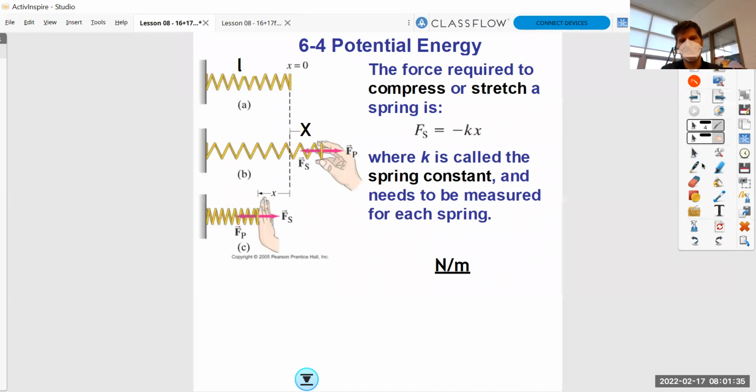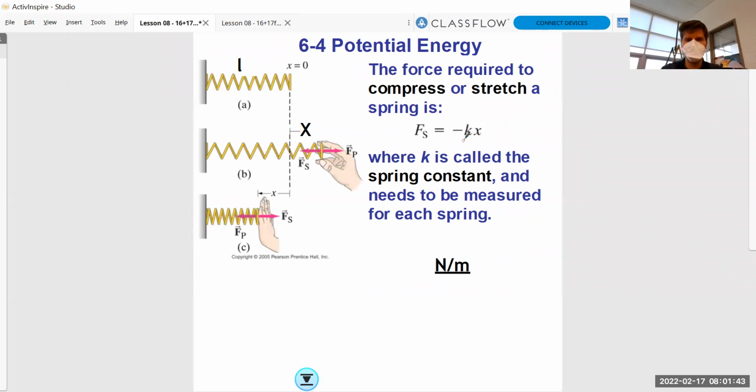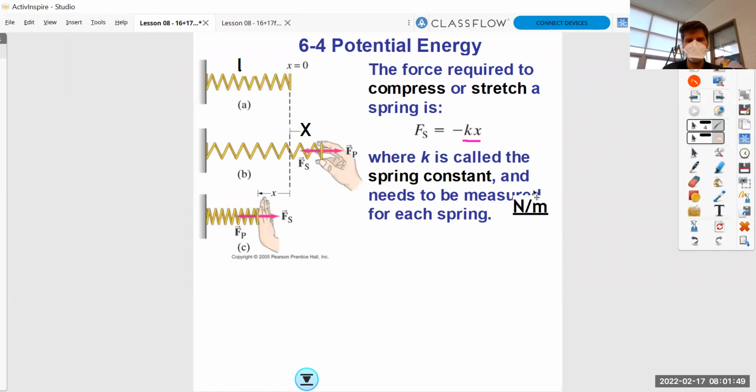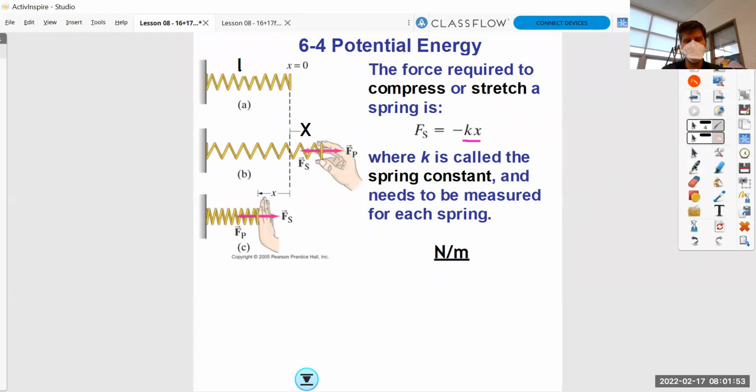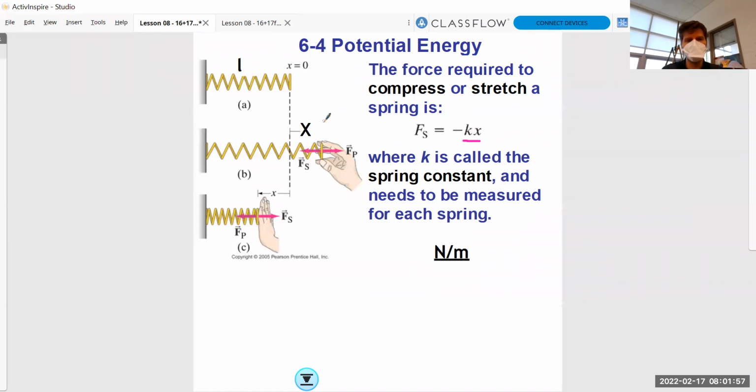So just a quick reminder on springs. The force required to compress or stretch a spring is given to us by -kx. The minus sign just tells us the direction. K is called the spring constant, and it's measured in newtons per meter. You're going to actually measure that for a spring today. Please note that that x in here is not the length of the spring. It's just how much the length changes.